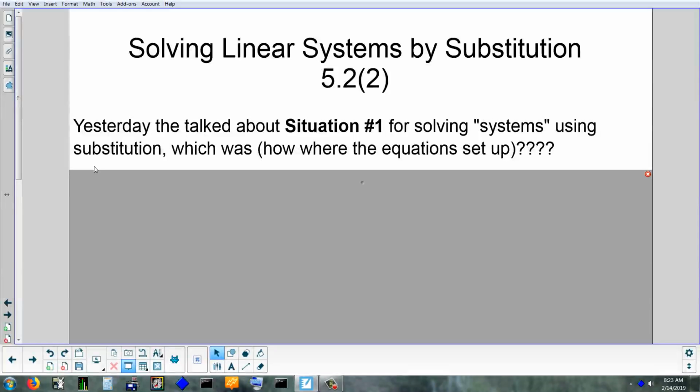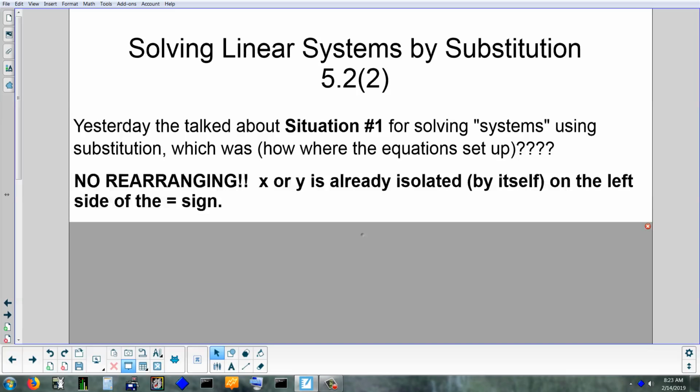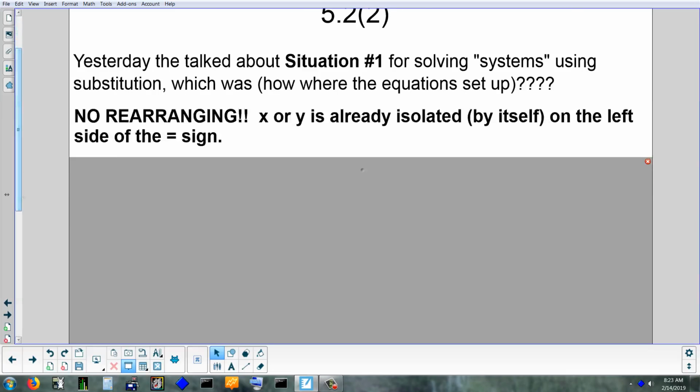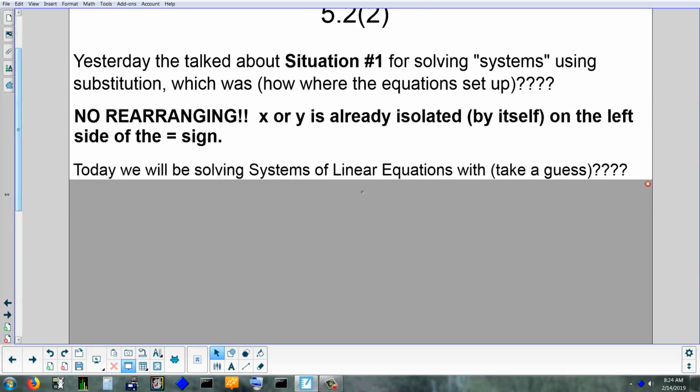But what about one of the letters? It was isolated, right? It was always by itself. So you either had X equals or Y equals. You didn't have to do anything to rearrange. Like the one we just did, I think it was number 3 in the warm-up. Y was isolated in both equations. So you may get one like that too. So something was already by itself.